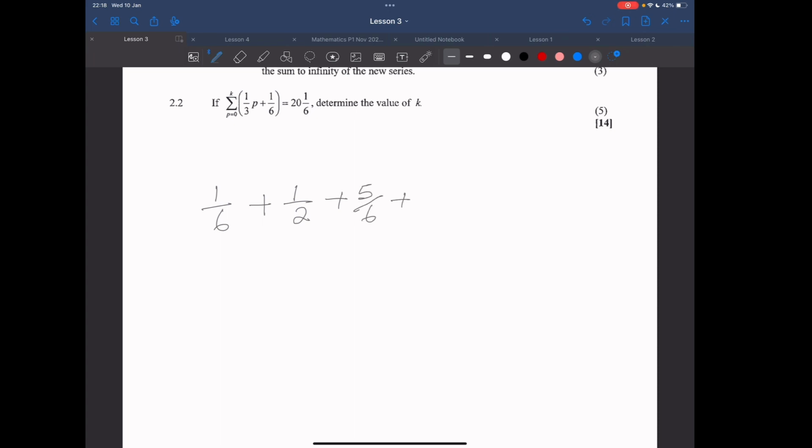Right, so as we add all these terms up to k terms, we will get 20 and 1 over 6, as indicated there. Now, it means we are going to do the summation here. First of all, we must know what type of sequence we have. Remember, we can have an arithmetic sequence or a geometric sequence. By just looking at it, you might not know what type of sequence it is, so you have to calculate the value of r.